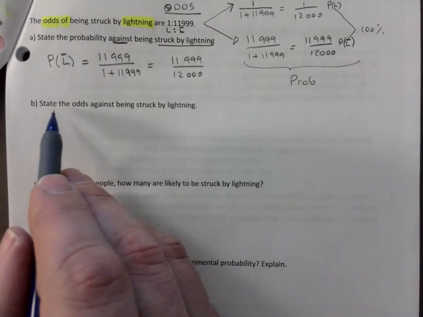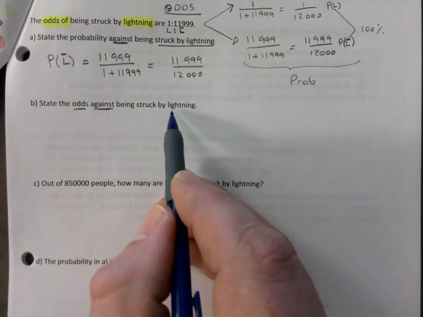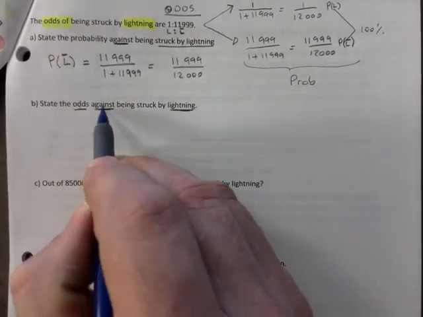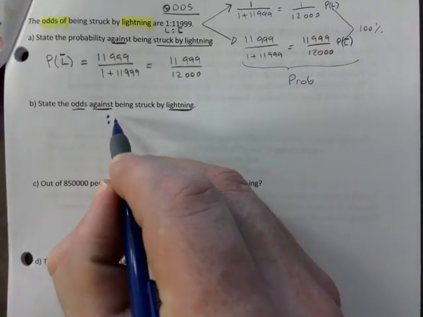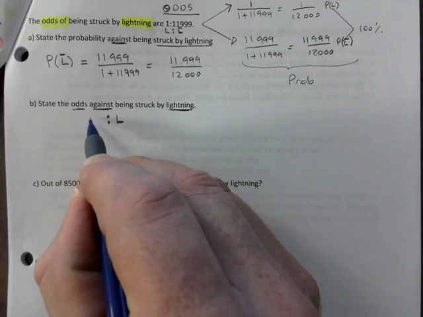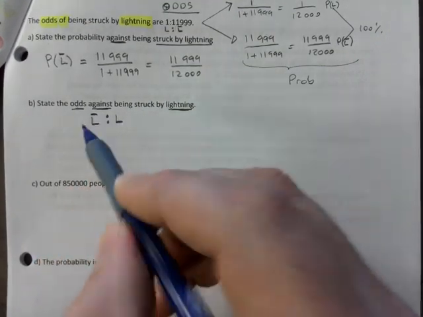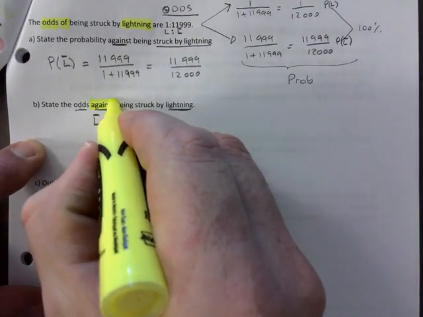State the odds against being struck by lightning. If it says odds against the event, guys, it's asking for this. Lightning will be here and not lightning will be up first. It basically wants the not happening first. That's what it's asking you for when it's against.